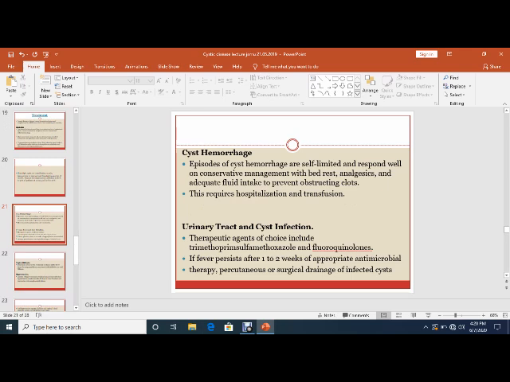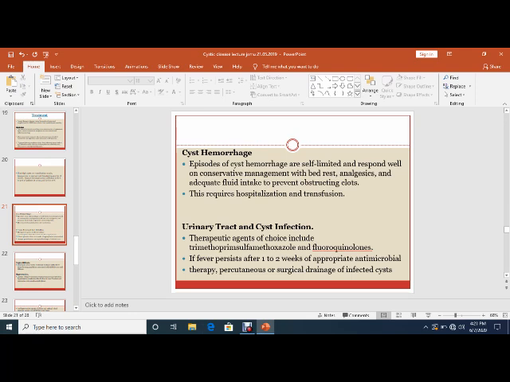These patients can present with cyst hemorrhage. Episodes of cyst hemorrhage are self-limited, so again reassurance is very important. It responds to conservative treatment: bed rest, analgesics, and hydration. If there is a clot, we should prevent it by doing irrigation. This requires some time, and hospitalization if the cyst hemorrhage continues. The patient can drop the hemoglobin, so we should check the hematocrit and hemoglobin. If it is low, we should transfuse blood.